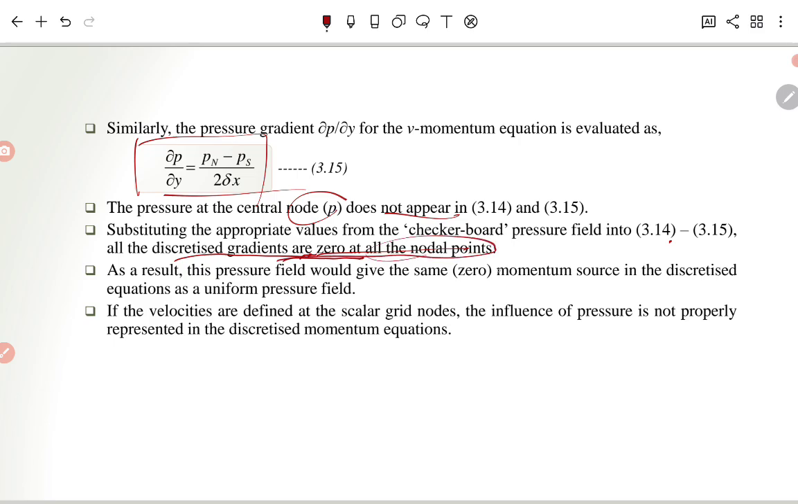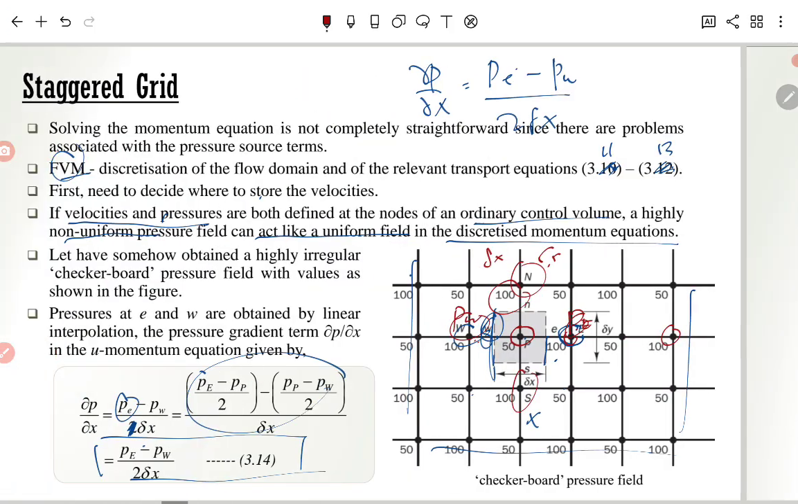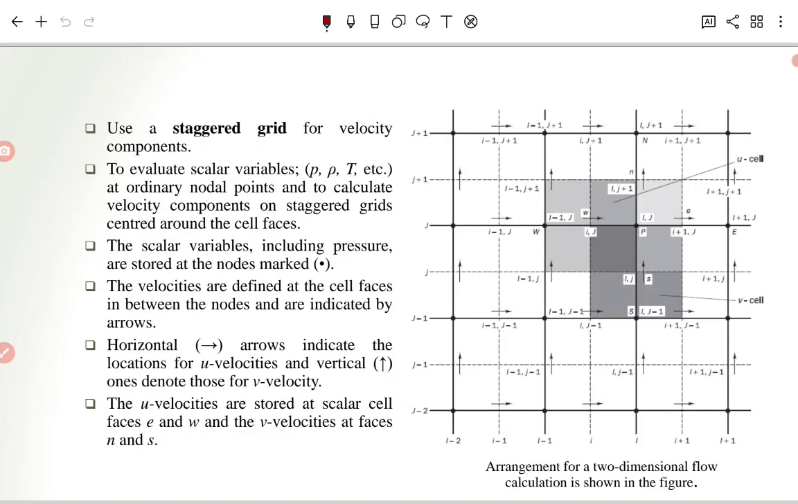As a result, the checkerboard pressure field will give zero momentum source in the discrete equation, as with a uniform pressure field. So if the velocities are defined at scalar nodes, the influence of pressure is not properly represented in the discrete momentum equation. So it is better to use another grid. To solve this, we use the staggered grid for the velocity components. This grid was introduced by Harlow and Welch in 1965, something like that.